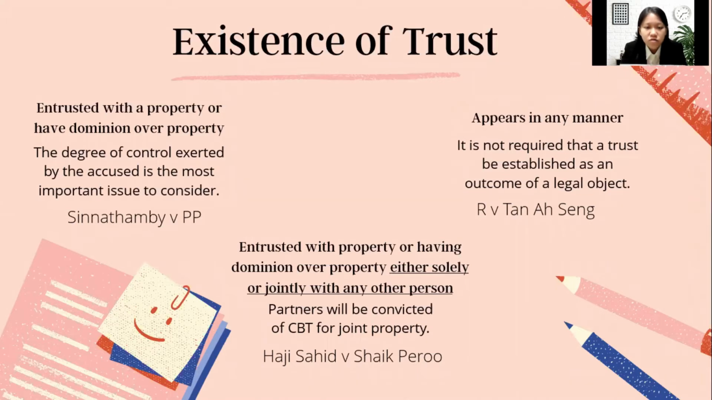Besides that, the existence of trust appears in any manner. It is not required that the trust be established as an outcome of a legal object. In the case of R versus Tang, the court found that the money could be retrieved by a complainant at any time before the illegal purpose was carried out. In addition, the existence of trust exists when entrusted with property or having the dominion over the property either solely or jointly with any other person. In Malaysia, partners will be convicted of CBT for joint property. This can be seen in the case of Haji Sahid versus Shah, where the court held him guilty of criminal misappropriation and emphasized that it's important to protect honest partners against dishonest partners.